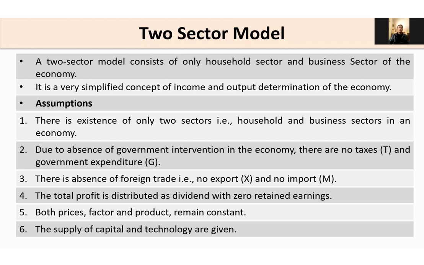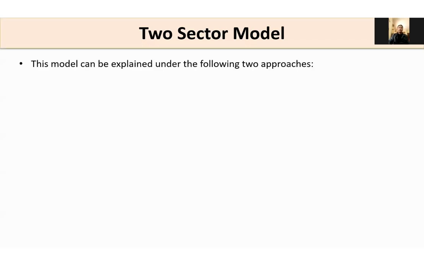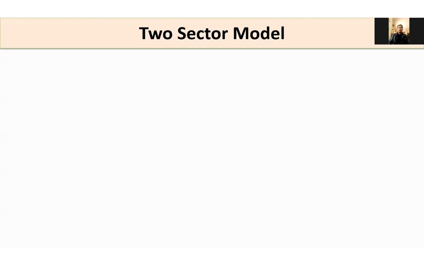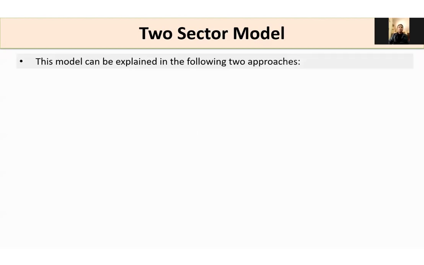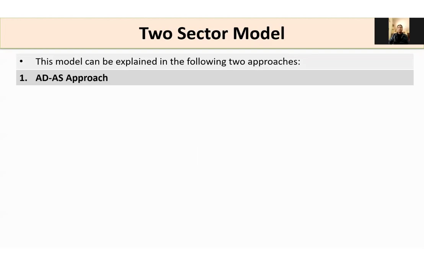Now let's move forward. This model can be explained under two approaches: the aggregate demand and aggregate supply approach, and the saving investment approach. So these are the two approaches under which we are going to discuss this model. First of all, let's discuss the aggregate demand and aggregate supply approach.